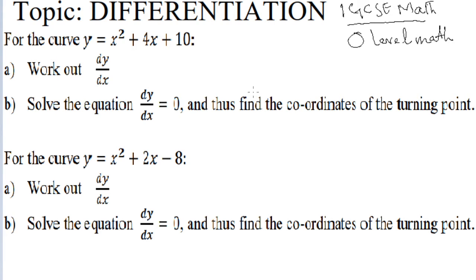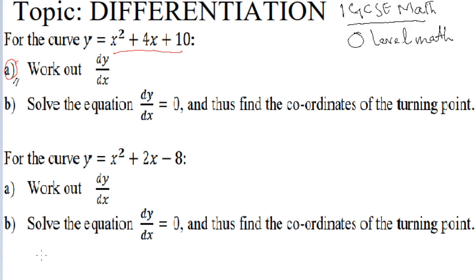Now see the first question. The first question says, for the curve y is equal to x squared plus 4x plus 10, work out dy dx. Now the first part is just finding dy dx. The function is given to you here. It's x squared plus 4x plus 10, and the first thing we are finding is dy dx.